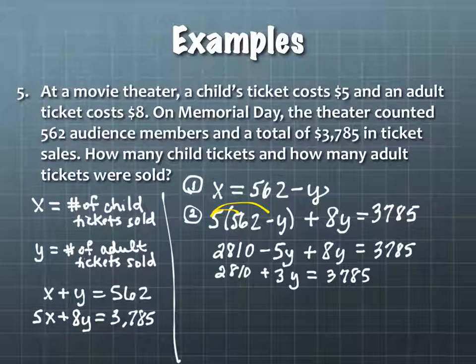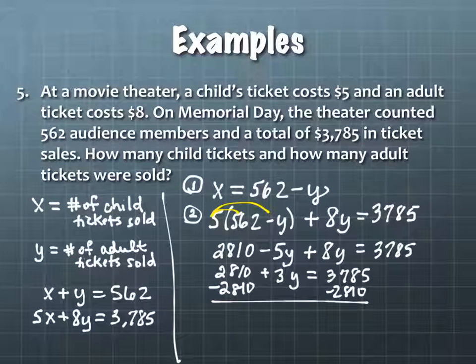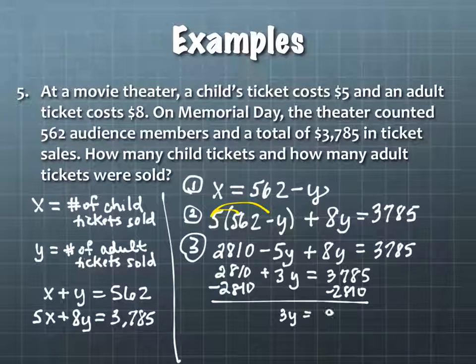Okay, cool. What's our next step? Yeah, we need to subtract the 2810. So what is going to be left on the left? Just the 3y. By the way, I'm doing step 3. Let me write that there. What's going to be remaining on the right? 975. What's my next step? Solve for y by dividing by 3. And what is 975 divided by 3? 325.